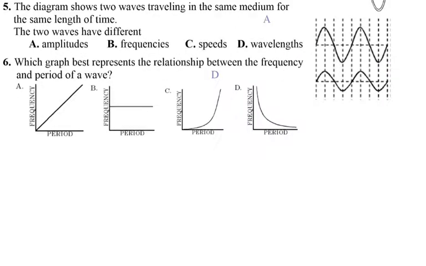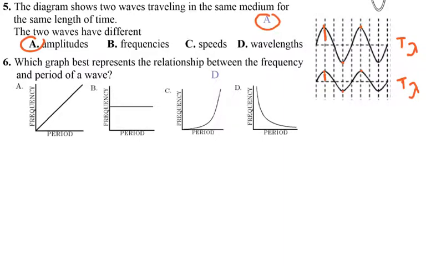In number 5, the diagram shows two waves traveling in the same medium for the same length of time. The two waves differ in what? So I see this one has this much amplitude, this one has this much amplitude, but they have the same crest at the same time, same trough at the same time. So it looks like they have the same period. It looks like they have the same wavelength, but they have different amplitudes. So here is where the answer comes from, amplitude.